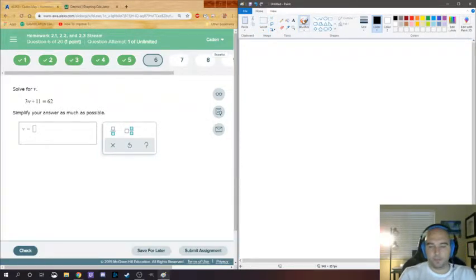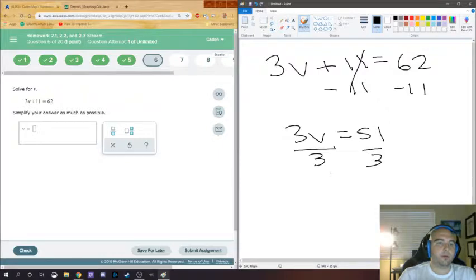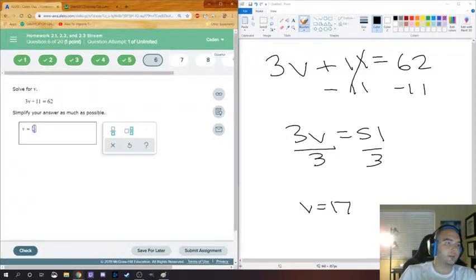Okay, another one. These are all positive numbers. That looks like it's going to be nice and easy. So here we have this plus 11. That's the first thing we get rid of, so we subtract it on both sides. You get 3v equals 51. Divide by 3 on both sides now. And 51 divided by 3 is 17. So I'm going to put v equals 17.